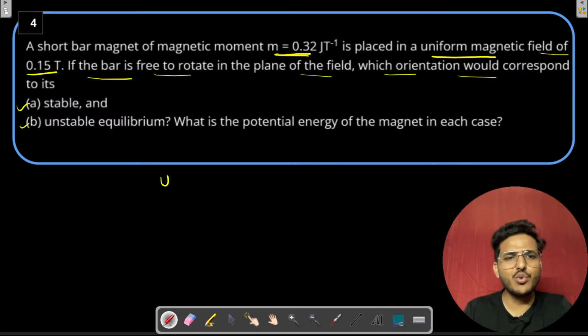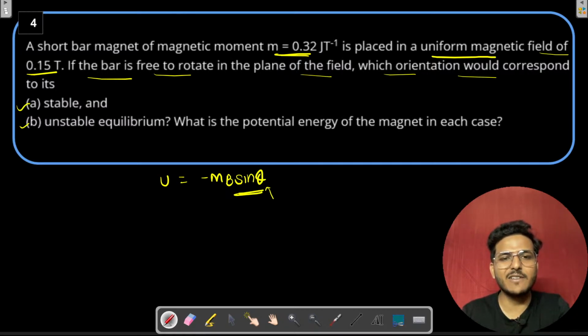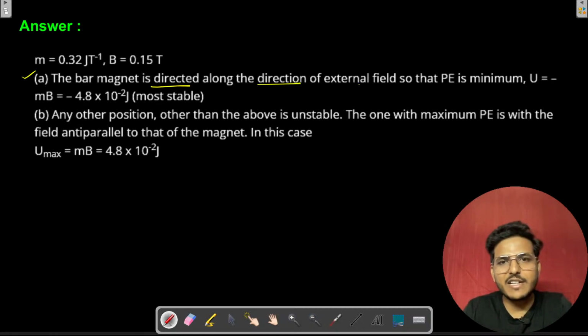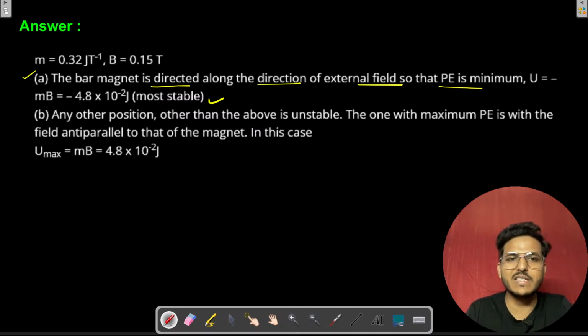As you know, U equals negative of mB cos theta, and the stability deciding factor is this theta. This will decide whether there is stability or instability. So if the bar magnet is directly along the direction of the external field, the potential energy is minimum, U equals negative of mB, that is 4.8 into 10 to the power minus 2 joule. This is the most stable case.